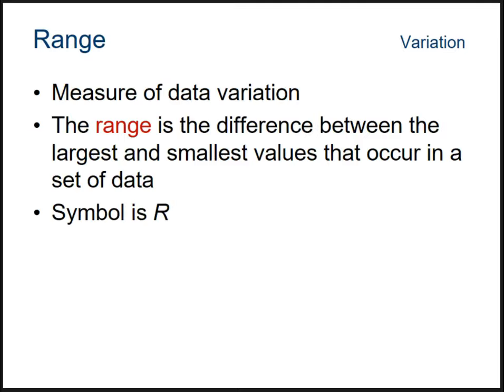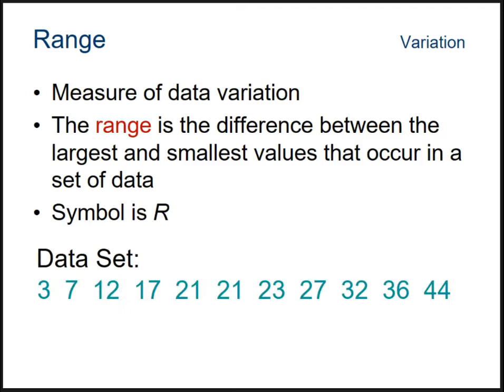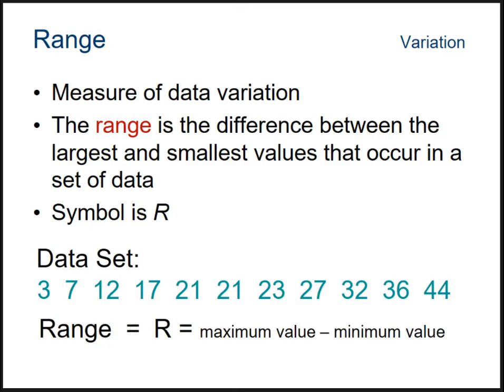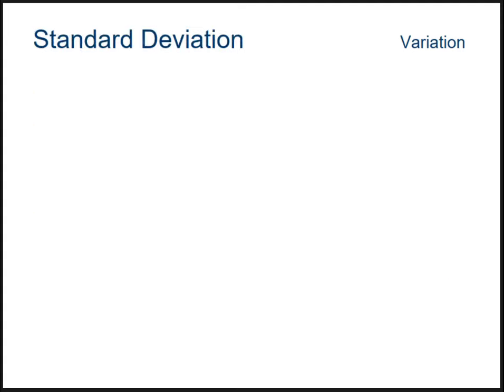Oh, we do need to talk about this. Range, that's where you simply take the highest and the lowest value and subtract those. The symbol we use for range is a capital R. So if you look at this data set from 3 to 44, the range is the maximum minus the minimum. So we have 44 minus 3, so we have a range of 41. The next topic is standard deviation, and we'll talk about that later.